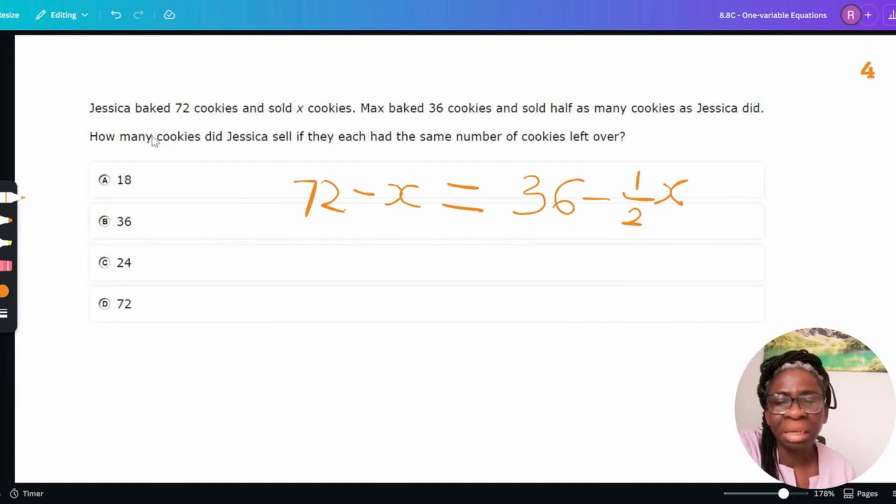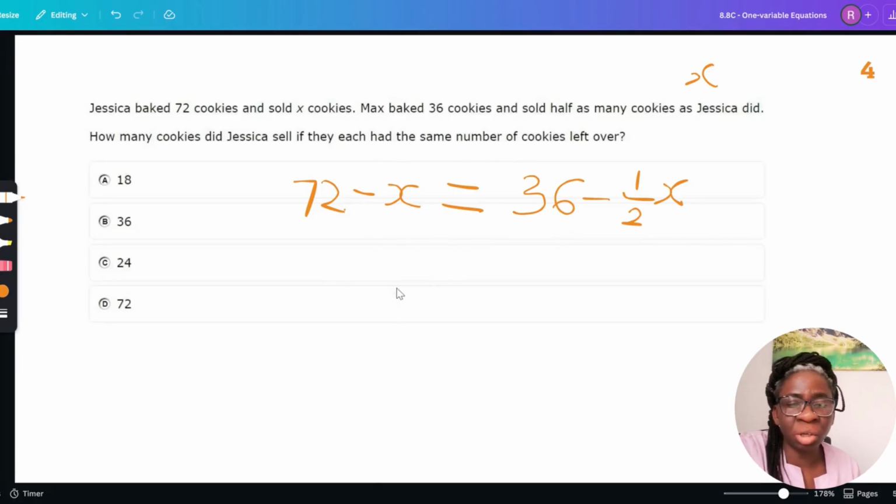Let's take it again. Jessica baked 72 cookies and sold x cookies. So we subtract x from 72. Now, Max baked 36 cookies and sold half as many cookies as Jessica did. So Jessica sold x cookies and now Max sold half of what Jessica sold. So that will be half of x. So how many cookies did Jessica sell if they each had the same number of cookies left over? So we have to find x.